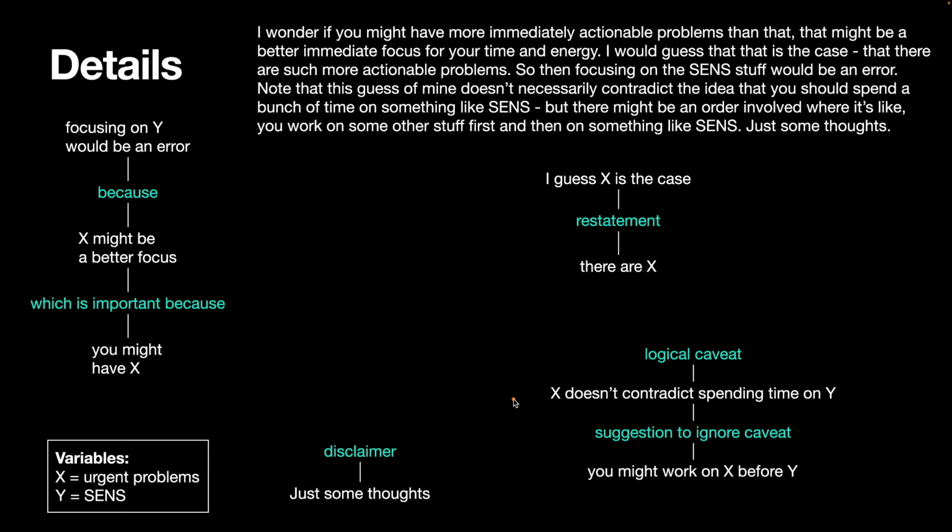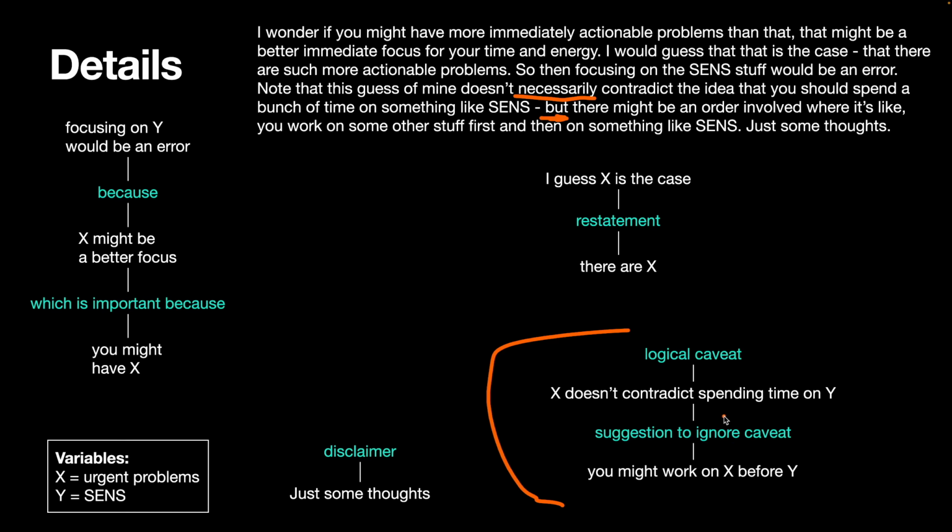Then we have this other grouping. This was the hardest one. So he said X doesn't contradict spending time on Y. So he's sort of arguing against his own conclusion that focusing on Y would be an error, but then he's like, well, maybe you could spend time on Y. So I decided he was trying to express a logical caveat, because he said necessarily. So he's like, it's not a logical necessity, but like maybe you should do it this way.